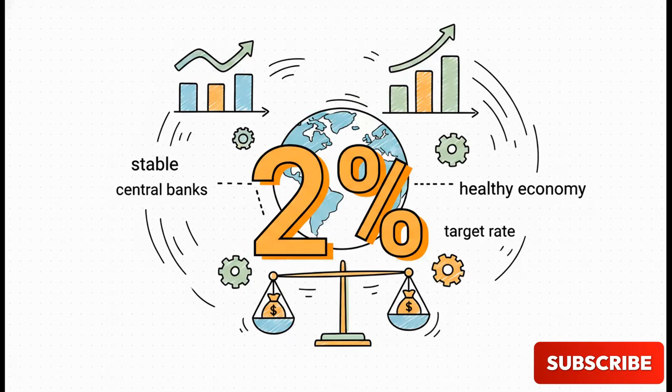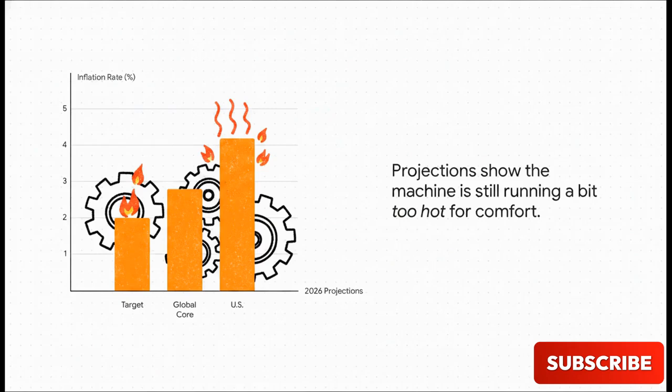And this brings us to a kind of magic number you'll hear all the time in finance, 2%. It's the target inflation rate most central banks are aiming for. They believe it's the sweet spot for a healthy, stable economy, one that's growing but not overheating. This chart here really shows the challenge we're facing right now. Projections for 2026 put global core inflation around 2.8%, and in the US, it's expected to be even hotter, above 3%. Long story short, the machine is still running a bit too hot for comfort.